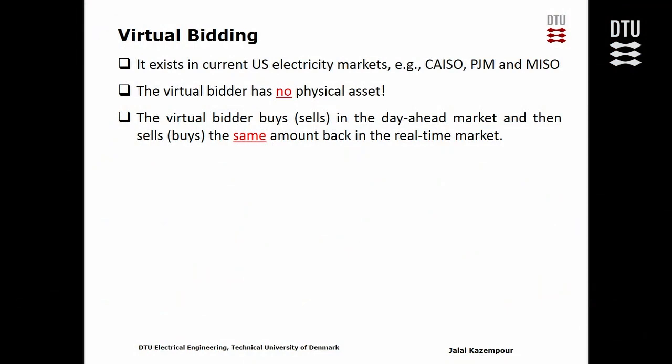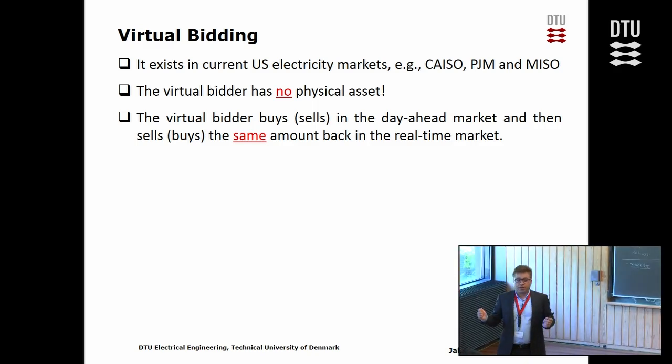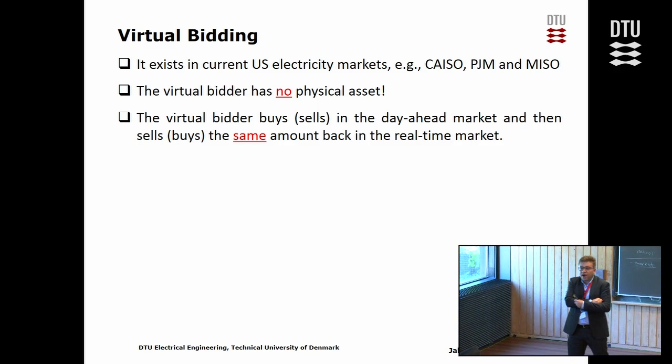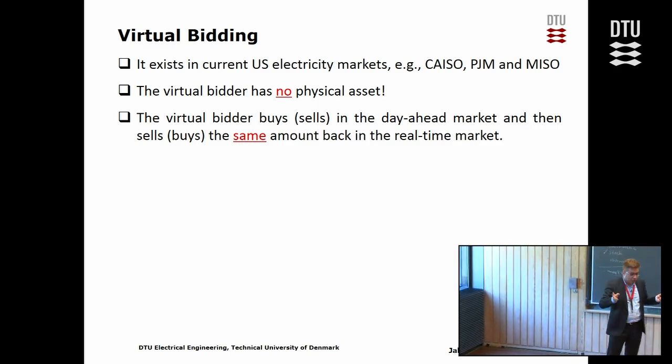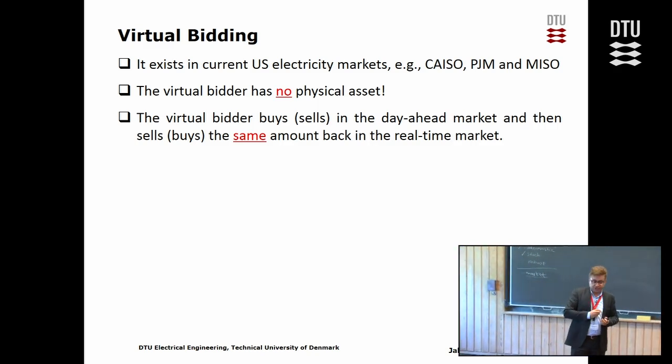So they mostly exist in US markets, but I think other markets will also hopefully introduce virtual bidders and allow them. It means that right now, if you show that you have some budget, you can go to the market, for example, and say, okay, I have no physical asset, I'm not an aggregator, I have no power plant or whatever, but I'm an arbitrator. And then you can buy or sell whatever.